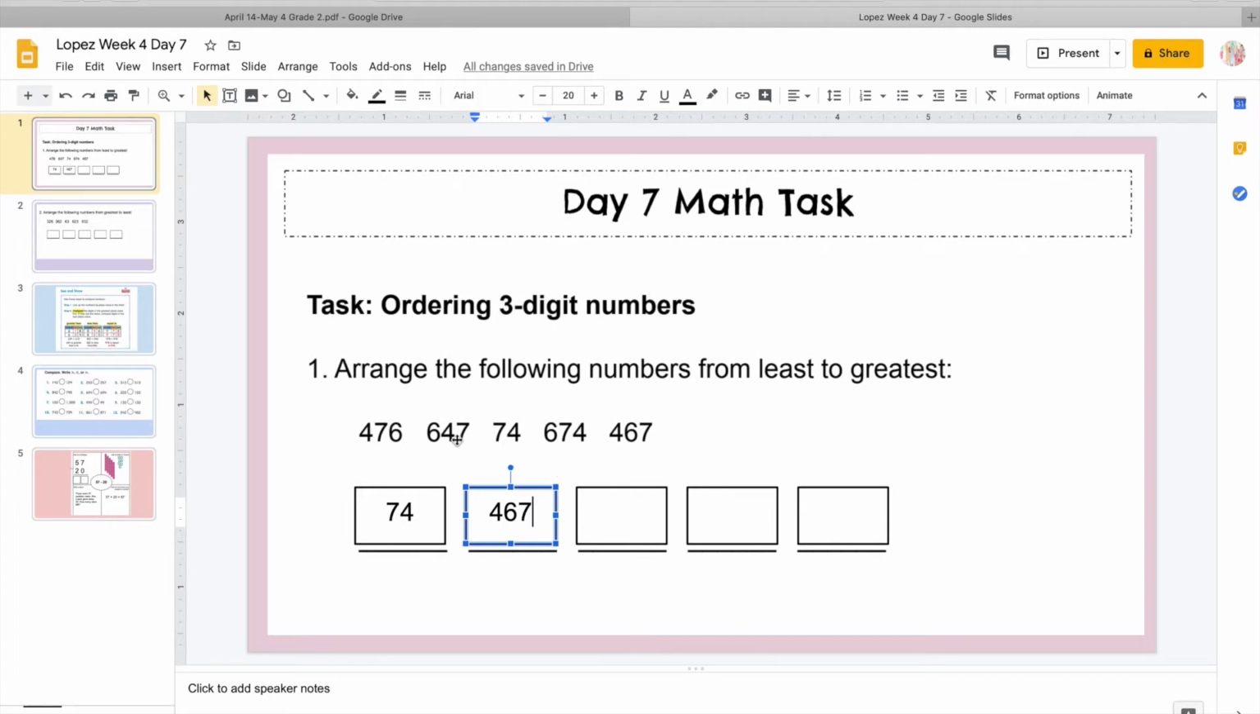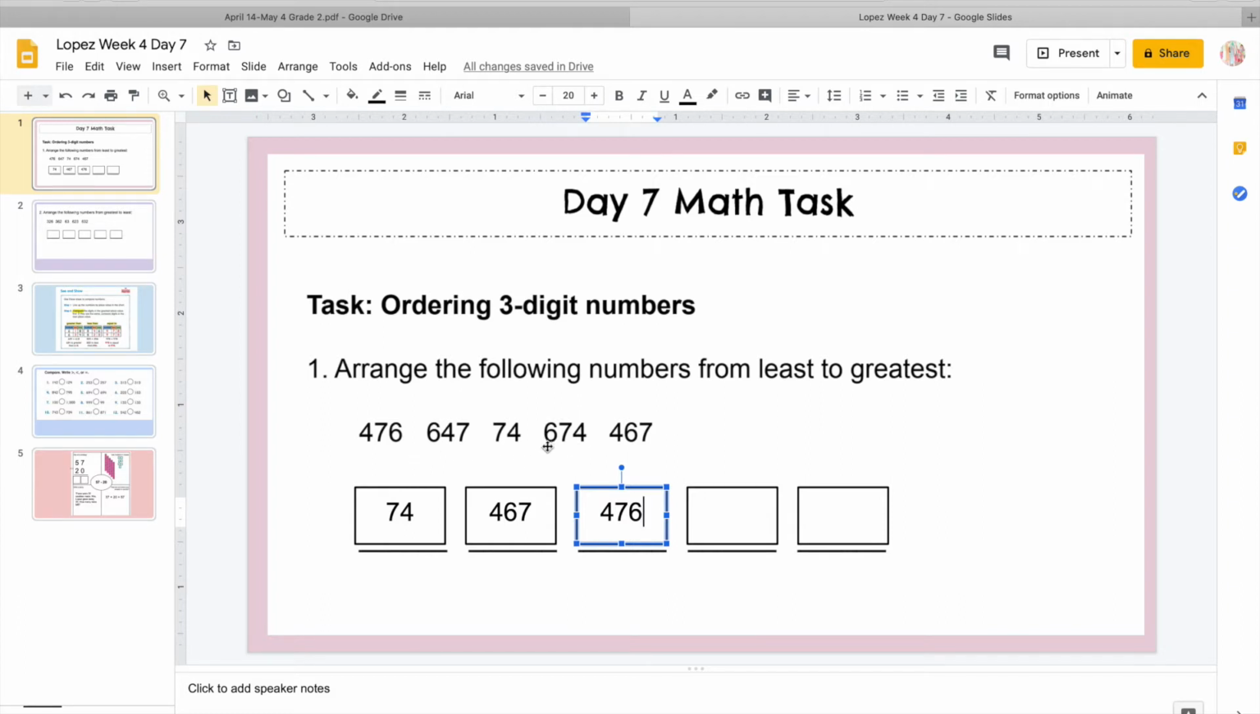Okay, so we've already used 2 numbers. We have 3 numbers left. Because the other 400 number, 476, is the only number with 4 in the hundreds left, we know that 476 will come next in that order. Okay, we have 2 numbers left. We have 647 and we have 674.